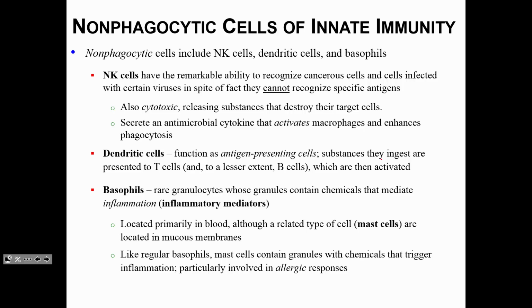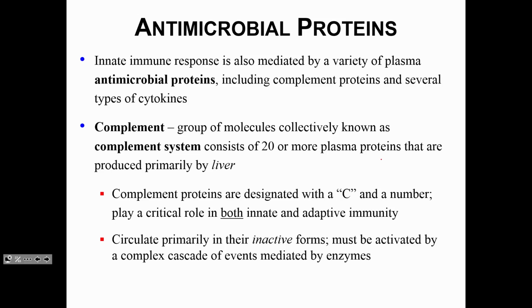So these are your inflammatory mediators, mainly located in the blood, although there is a specific type called mast cells that are located in the mucous membranes, and just like the regular basophils, they have chemicals that can trigger inflammation. These are mainly involved when you have allergic responses. Okay, so this is going to be a lot of those histamine reactions with itching, eyes watering. Those things typically are going to be activated by the basophils or taken care of by the basophils.